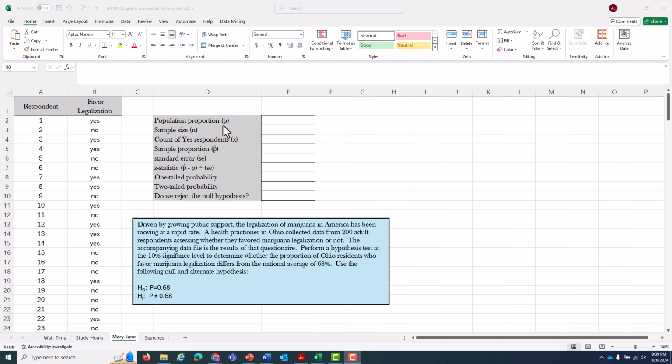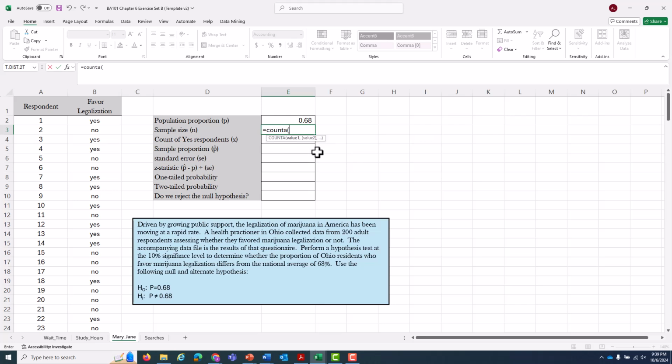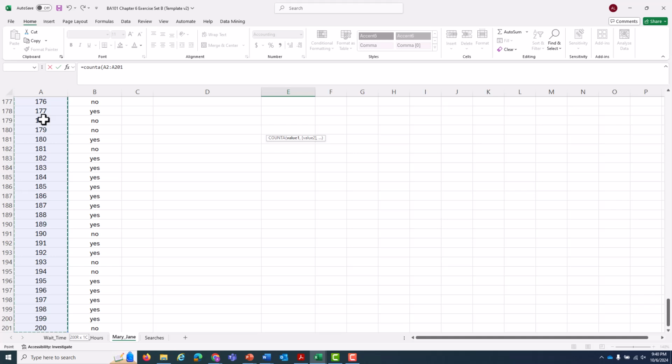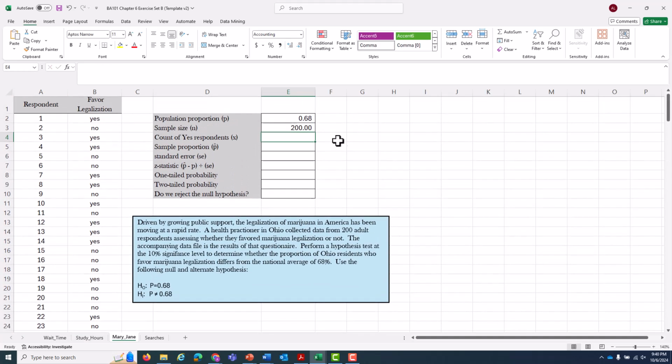So we need to find our population proportion. What is the population proportion? It's the entire percentage, in this case, of the overall American population that has been in favor of legalization, which we have right here given as 0.68. So we have our P. We need the size of our sample. Well, we know right here that we collected data from 200 adults. I, again, could just confirm that I have all of them in my information by using the COUNTA function to count all of my respondents, Control-Shift down to shortcuts. And yep, we have 200 respondents in the sample.